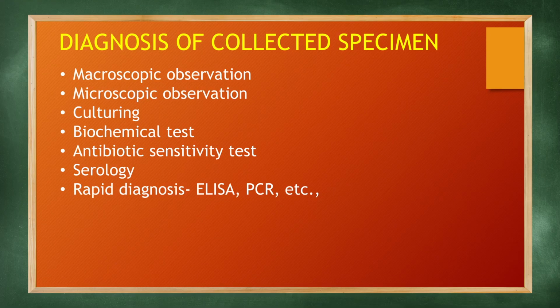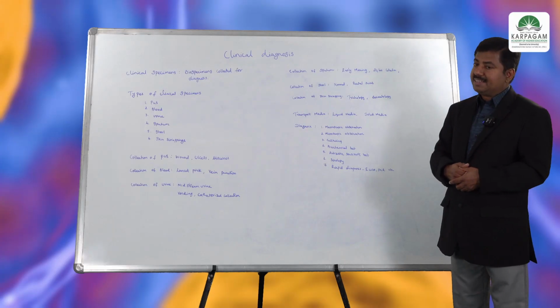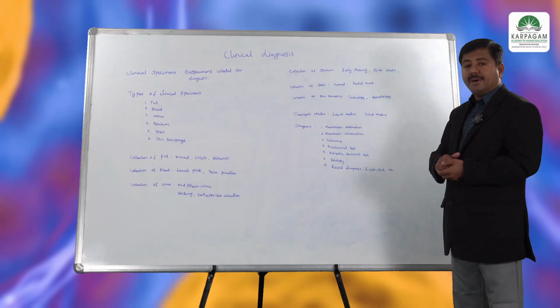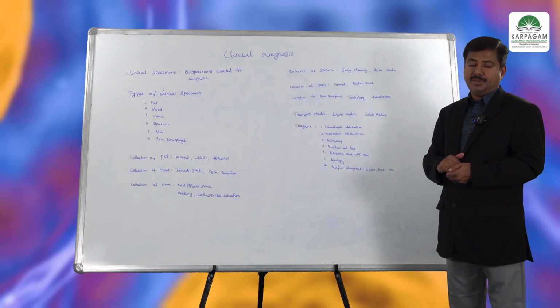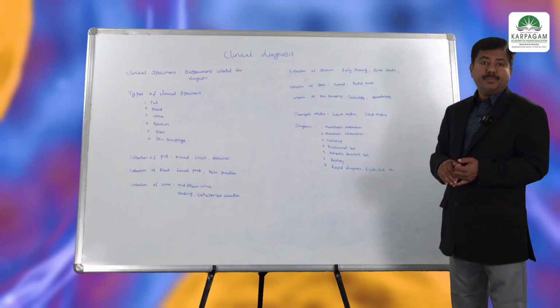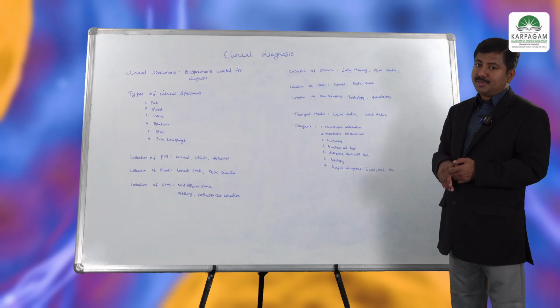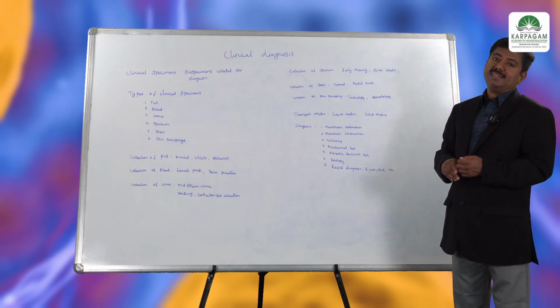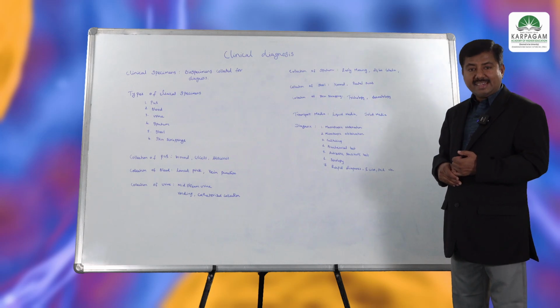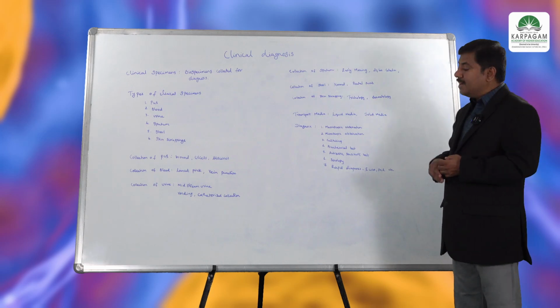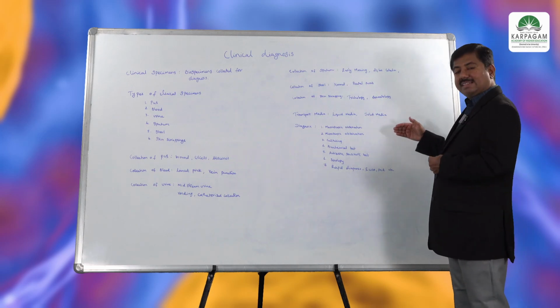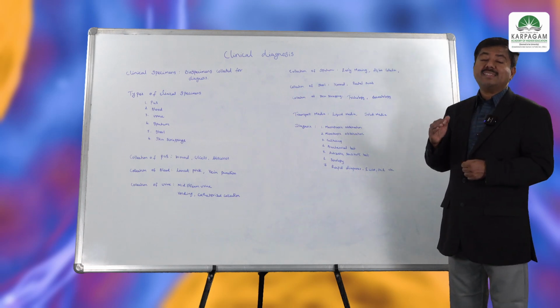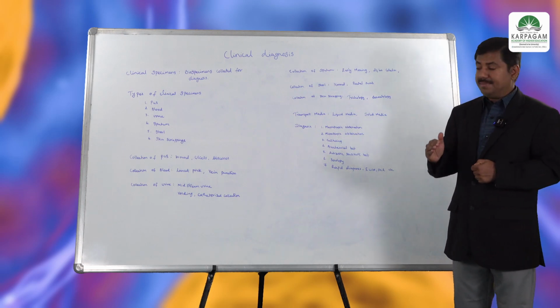The next one is the biochemical test. The cultured organism is subjected to biochemical tests based on the biochemical reactions it produces. The basic ones are the indole production test, methyl red test, Voges-Proskauer test, citrate utilization test, urea hydrolysis test, then your TSI test, and carbohydrate fermentation. All these tests are the list of biochemical tests which will say what the organism is.